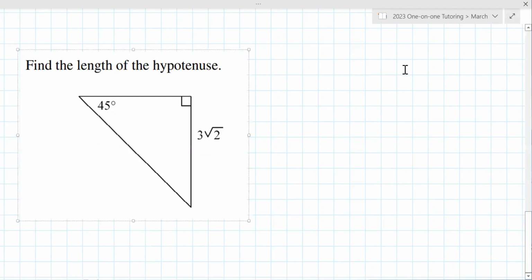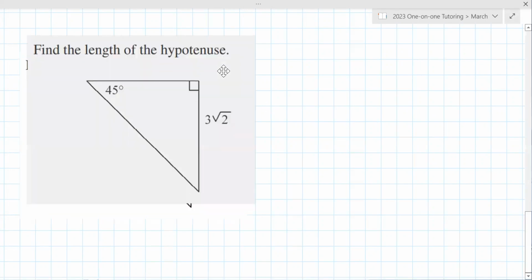Okay, let's get back to it. Are you sure? Yeah. Okay. All right, so here's a new problem for you. I'd like you to just read it out loud. Now you're able to see my screen. Find the length of the hypotenuse. Okay. Yes. Now, this is harder, right?